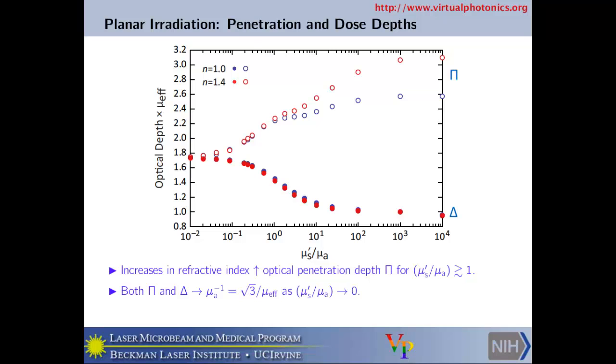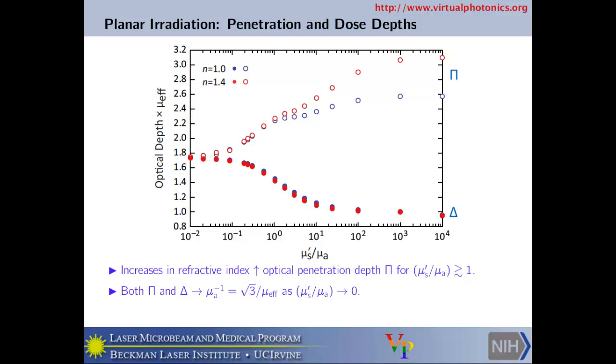So in the case of high absorption, mu s prime goes to 0. Mu effective is the square root of 3 times mu sub a. And if you multiply, the actual depth will be 1 over mu sub a. So basically what you're left with is a square root of 3. Okay? So that just tells you that you recover Beer's law in cases of high absorption, which you should. Okay?